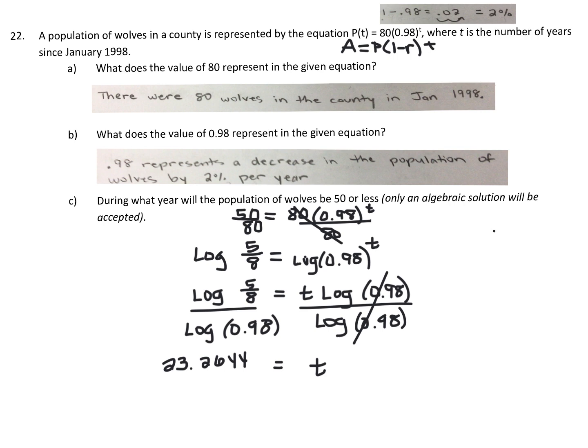So if we take the year 1998, and since this happens sometime within the 23rd year, no matter what this decimal is, we're going to add on 23 to 1998. And when we do, we get 2021. This is the year during which the populations will reach 50 and then less than that.